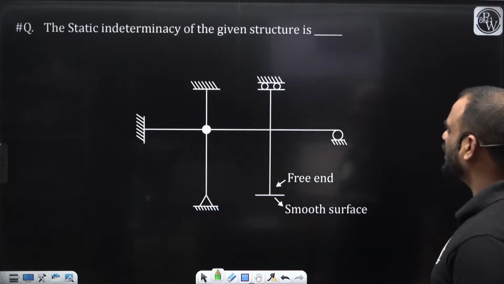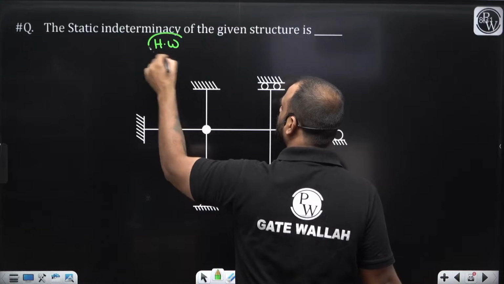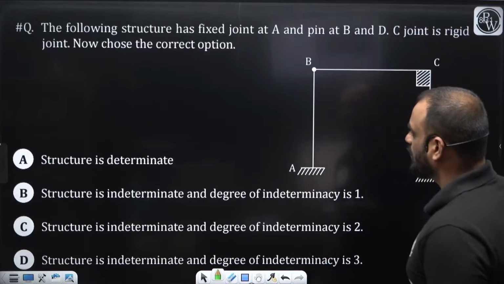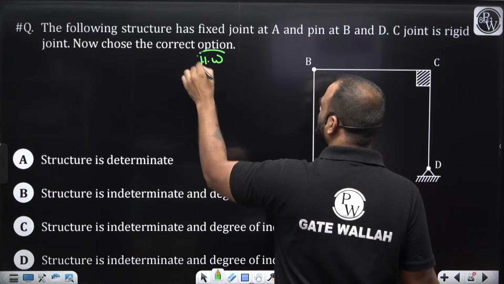Next question, you can do it by yourself, guys. I'm giving this particular problem as homework. Just try it and get the answer. This one is also homework. Do it by yourself. Very simple questions are there.